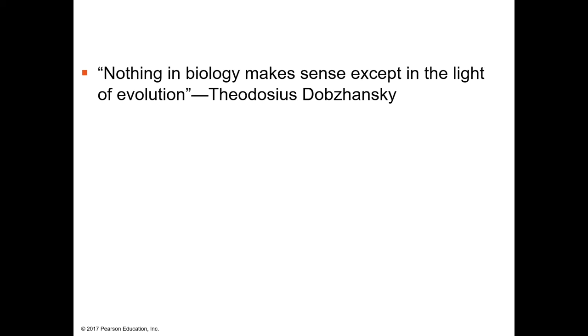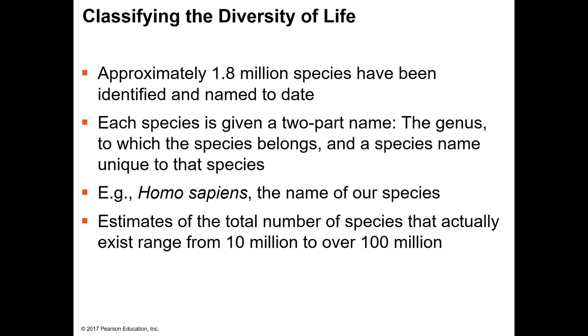Let me see here, make sure I didn't skip a slide. There we go. Approximately 1.8 million species have been identified and named to date. This is talking about how we classify different organisms of life. So there's 1.8 million species that have been identified and named.